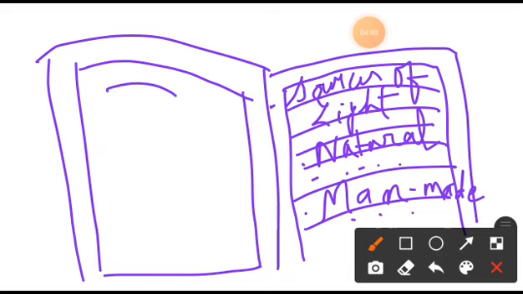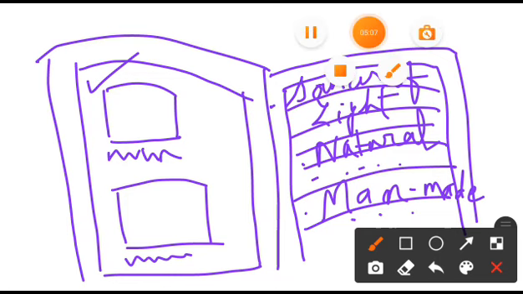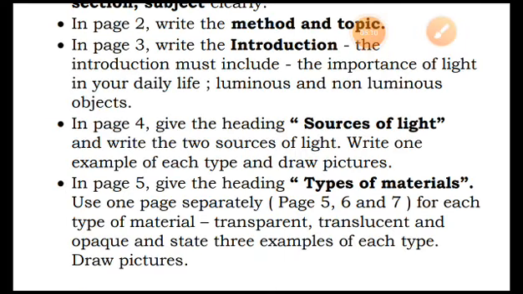Now in the blank side you are going to draw pictures. First draw the picture of a natural source of light. Children, always remember to label the pictures, whatever picture you draw. Then after that you are going to draw the picture of a human-made source of light. Then after that, label the picture. Alright. So you are going to write one example of each type of sources of light and then draw the pictures.